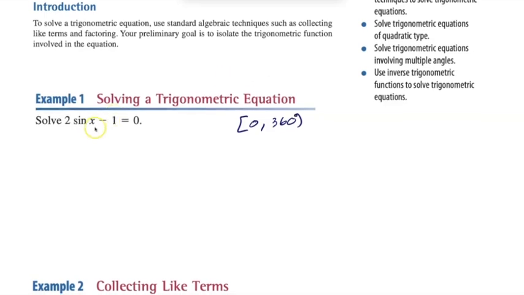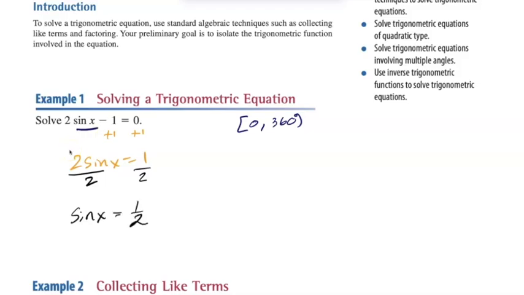Degrees. We want to get this sine by itself. Just like a normal algebra problem, we're just going to try to get the sine by itself. Add 1 to both sides. I get 2 sine of x equals 1. Then we're going to divide by 2. We get sine of x equals 1/2. And then from here, how do we solve it?